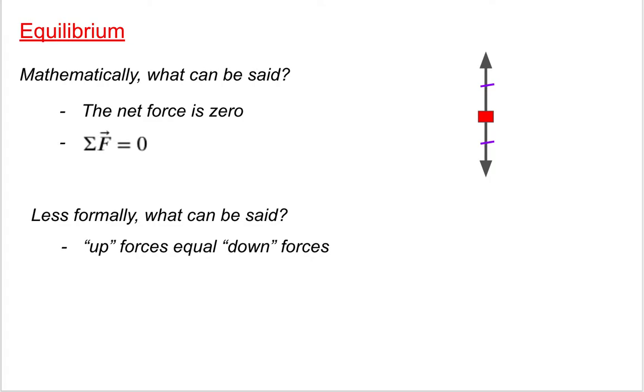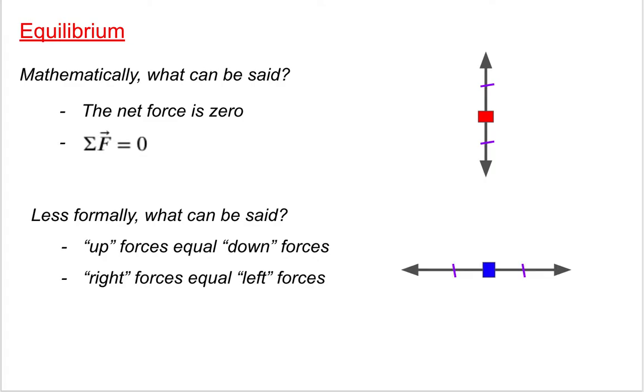We've seen this before. We would say that a situation like this is, or we now say that it's in equilibrium. The net force is zero. The forces are balanced. Less formally, we might say the up forces are equal to the down forces. In the same way, if we have this sort of situation, we might say that the right forces equal the left forces. Remember the little hashtags, tick marks indicate that forces are equal in those two different directions.